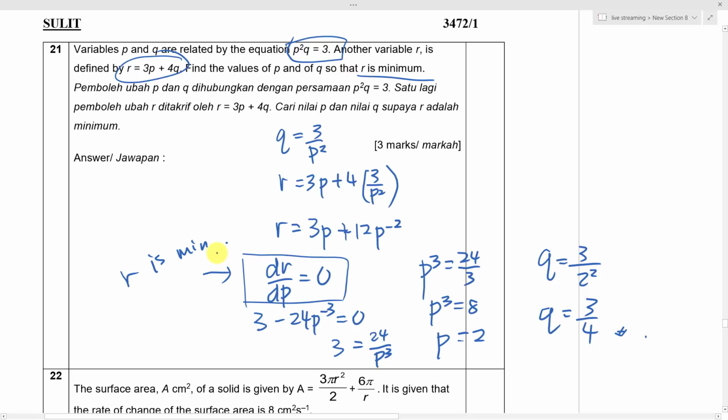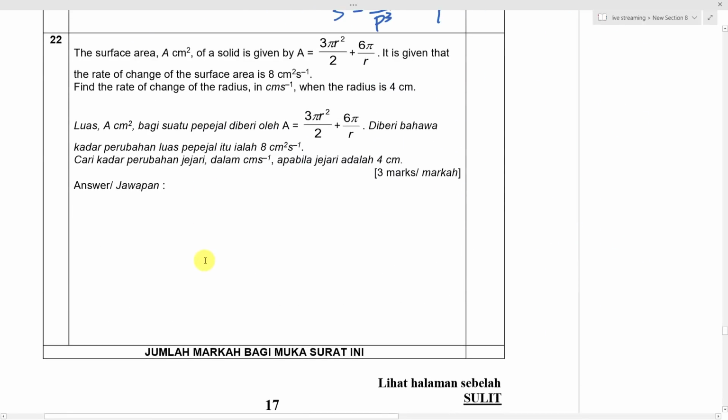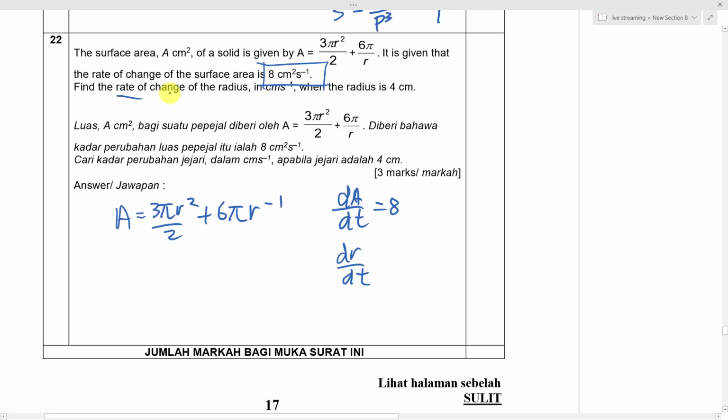Alright, so move on to the next one, 22. The surface area formula is given as 3 pi r squared over 2 plus 6 pi, which I will change to r negative 1. It's given the rate of change of the surface area, that means dA dt equals A is given here. If you do not know, you just see cm squared stands for area, s negative 1 stands for dt. So it's dA dt. Find the rate of change of radius. So they ask you to find dr dt. Rate, write dt at the bottom, radius means dr. So this is dr dt.